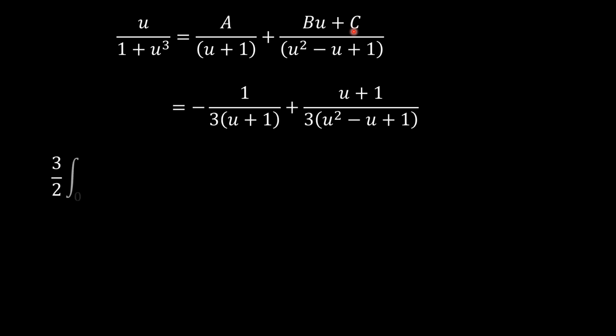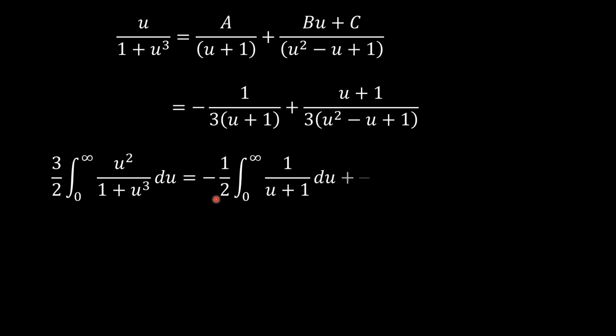So we're just going to plug everything in there, and so the integration now becomes negative a half, and mark you, we've multiplied 3 over 2 by this negative a third here, so we have negative a half times the integral of 1 over u plus 1, plus 1 over 2, this is positive, the limits remain the same, of u plus 1 over u squared plus u plus 1.